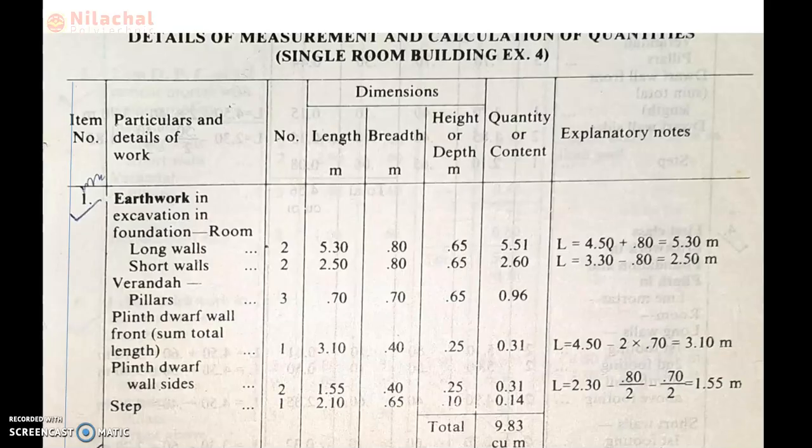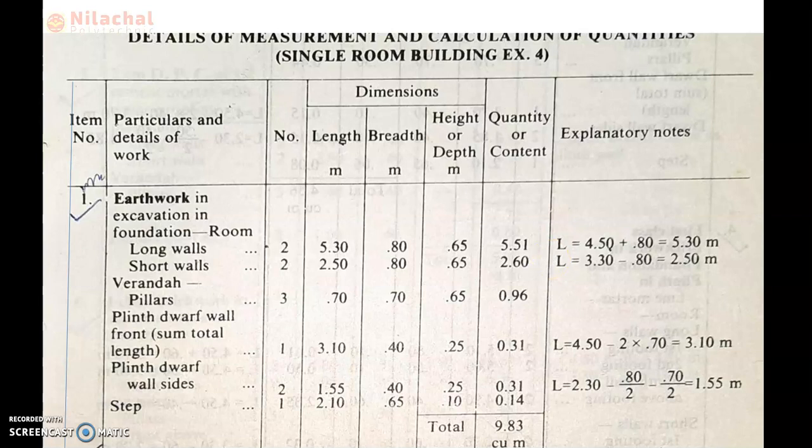Good morning everyone. In the previous class we discussed the single room building plan and the excavation part on the room's long wall. So the long wall value we defined is 5.51 cubic meters. Then after that we go through the short wall part. The short wall, two numbers of it, is also available in the room.